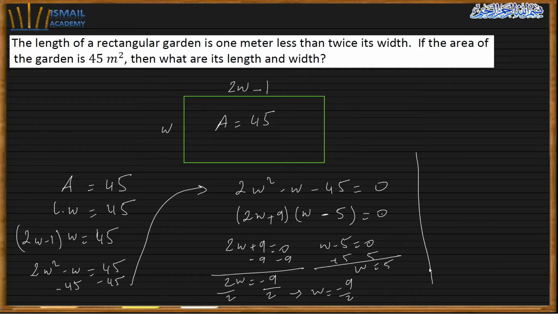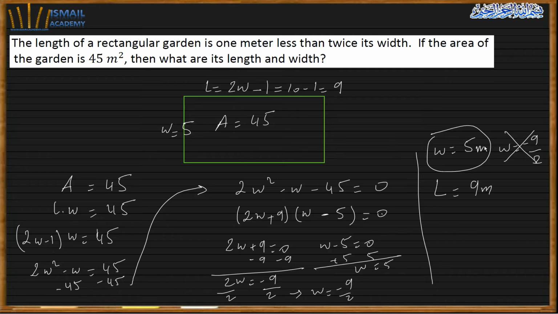So here I have the solution: w equals 5 or w equals minus 9 over 2. Keep in mind that the length can never be negative, so that means this is not part of my solution. The only solution I have is 5, so the width is 5. I put 5 here, and to find my length, I substitute the 5 here. It's going to be 10 minus 1, which is 9. So 9 meters, and this is 5 meters. I hope this is clear.